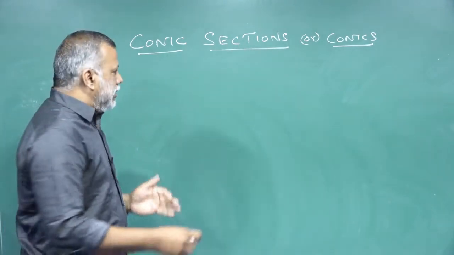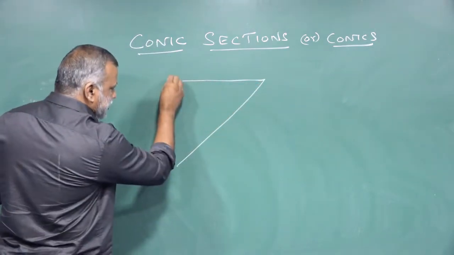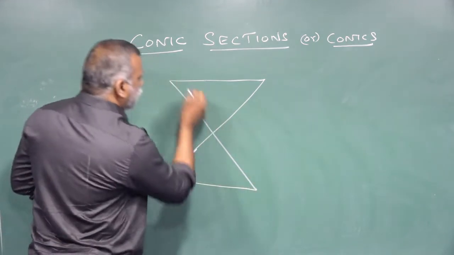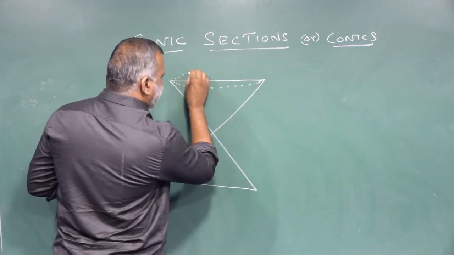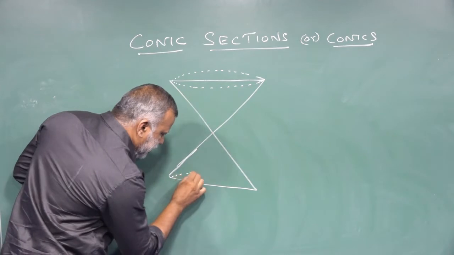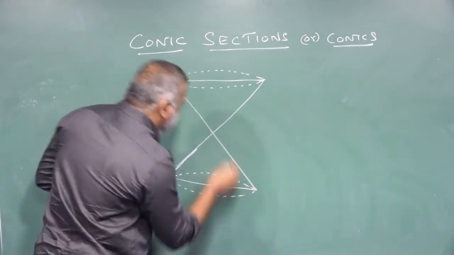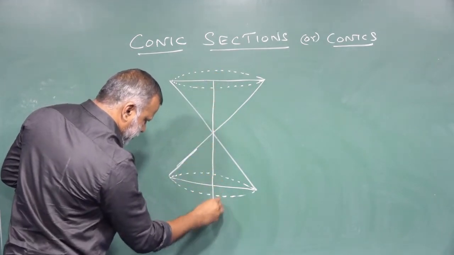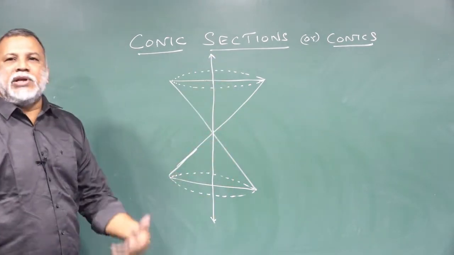For example, I am selecting a double napped cone. See, this is a double napped cone.